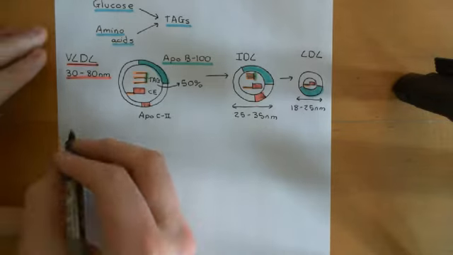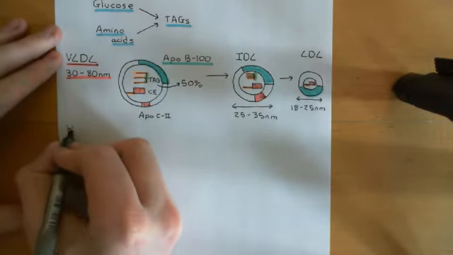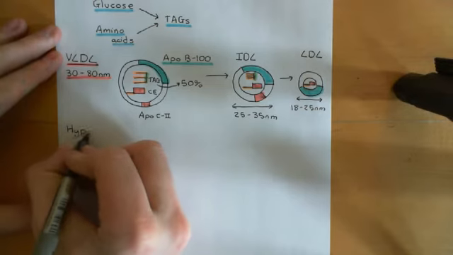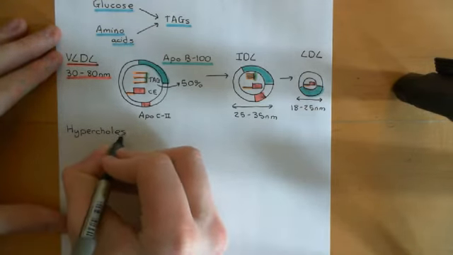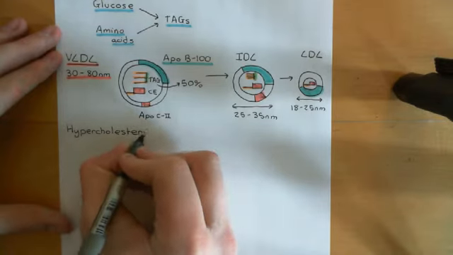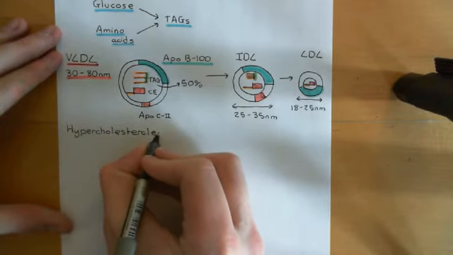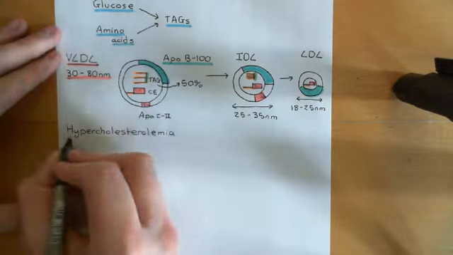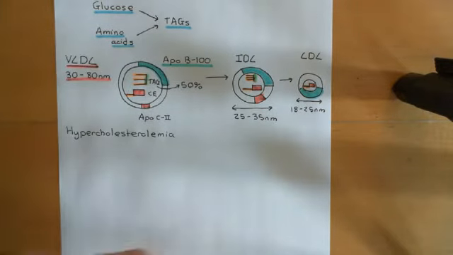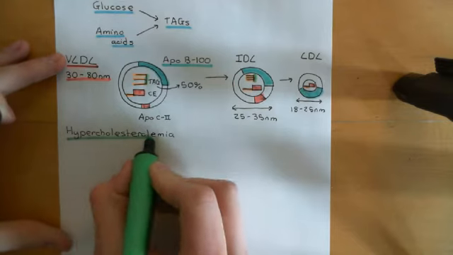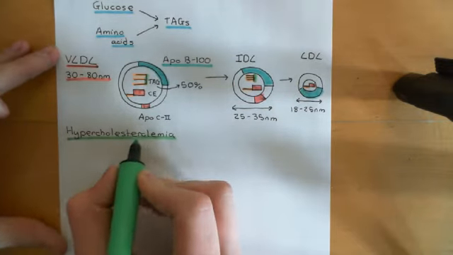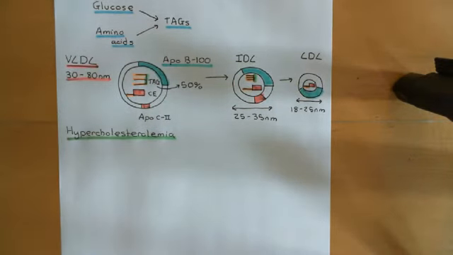So firstly, let's discuss this big word, hypercholesterolemia. It means too much cholesterol in the blood, basically. Hyper means too much, cholesterol obviously refers to cholesterol, and emia means level in the blood, so too much cholesterol in the blood is what is meant by hypercholesterolemia.